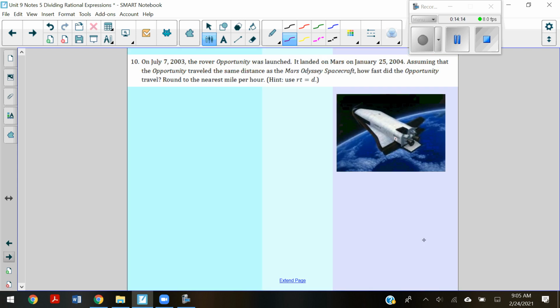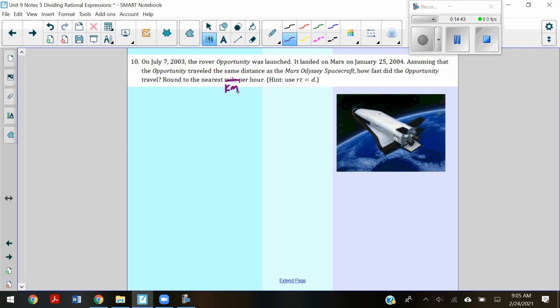All right. Number 10 talks about how on July 7th, 2003, the rover Opportunity was launched. It landed on Mars on January 25th, 2004. Assuming that the Opportunity traveled the same distance as the Mars Odyssey spacecraft, how far did the Opportunity travel? Round to the nearest, and it says miles per hour. Again, we're just going to talk kilometers per hour. This one doesn't tell you how many days it traveled, so you have to figure that out.